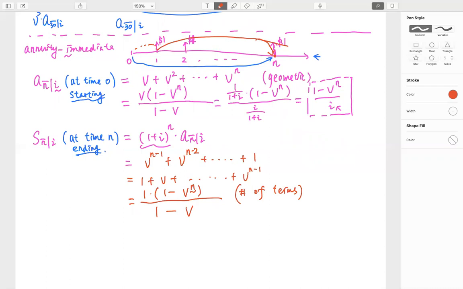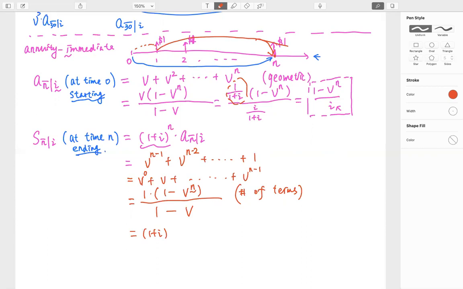How do I know I have n? So here 1 is v to 0. So 0, 1, all the way to n minus 1. Obviously, there are n terms. So if you want to plug in v is this, eventually you will get 1 plus i times 1 plus i times the value of it.